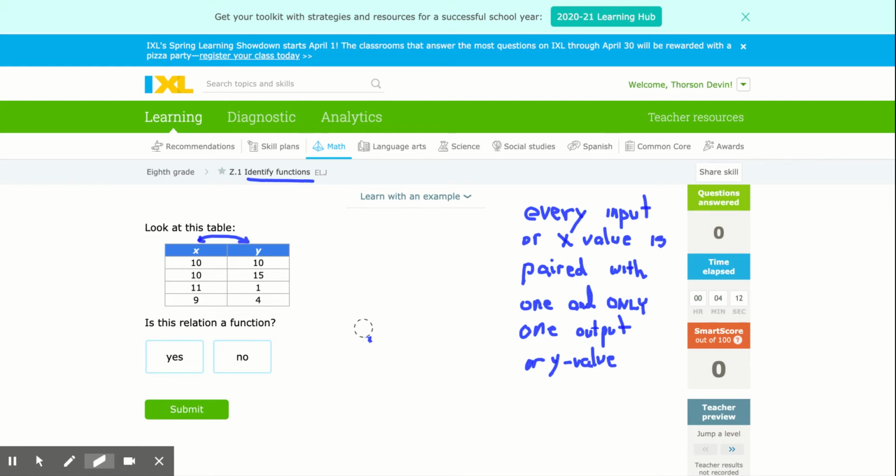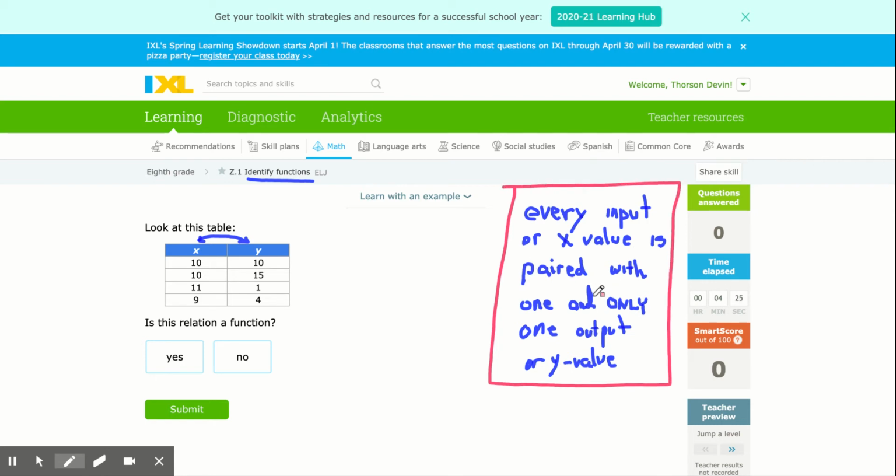Now, in order for it to be a function, it must obey one very important rule, that every input, every x value, is paired with one and only one y value. That's the important part. It has to be paired with one and only one y value or output.